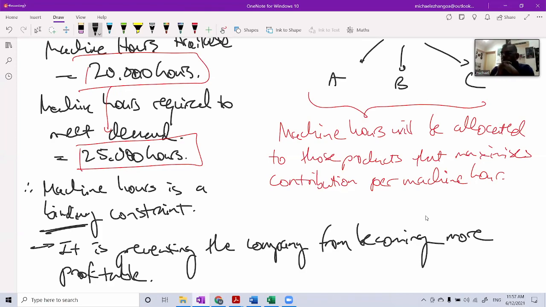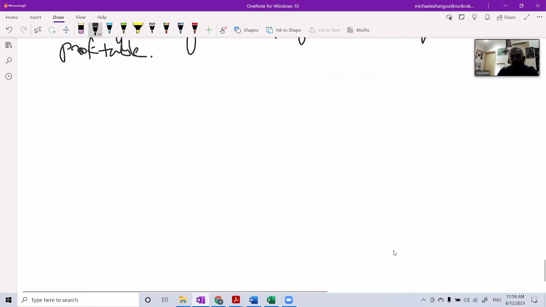I think, and I've seen this before, the way the examiner can make your life difficult is if he doesn't tell you that something is a constraint. That means he'll just give you a table, put the product demand in, and expect you to figure out that there is a constraint. To give you an example, let's say you've got 3 products.